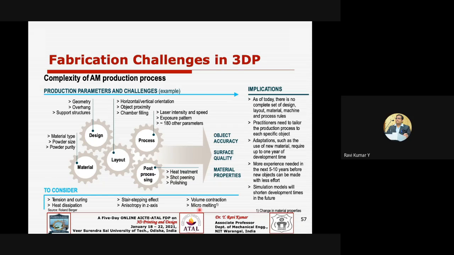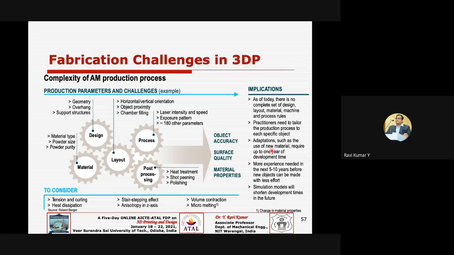properties. So the implication is, as of now there is no set of design layouts or whatever we have discussed here. As on date, there is no standard or literature support that you can follow. Nothing is there that way. So every time it is a challenge, and for every object we need to come out with our own parameter set. And the practitioners need to tailor the production process to each specific object. That's what I'm trying to say.